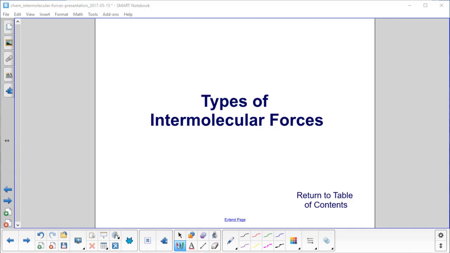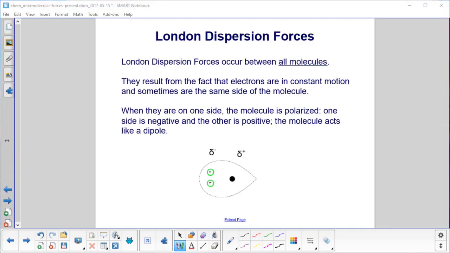Types of intermolecular forces. On to London dispersion forces. They occur between all molecules. They result from the fact that electrons are always in constant motion, and sometimes they're on the same side of the molecule. So let's look at the picture down here.